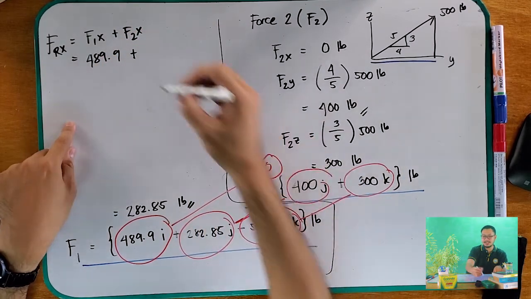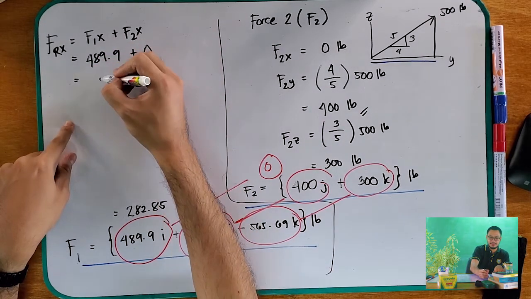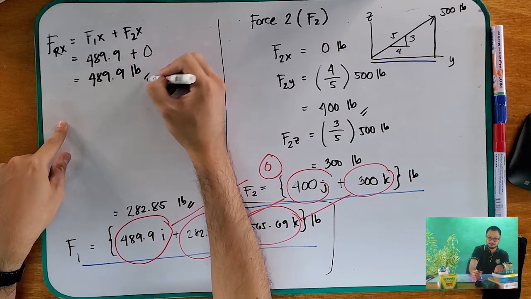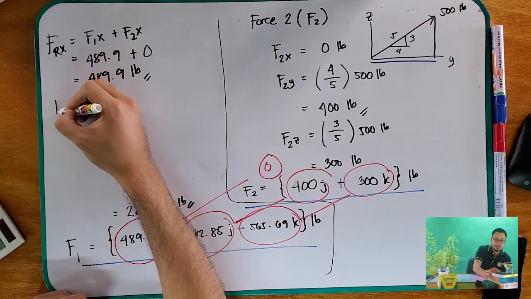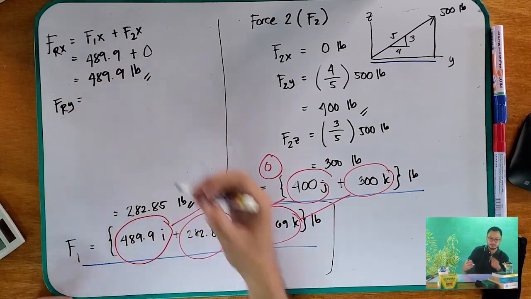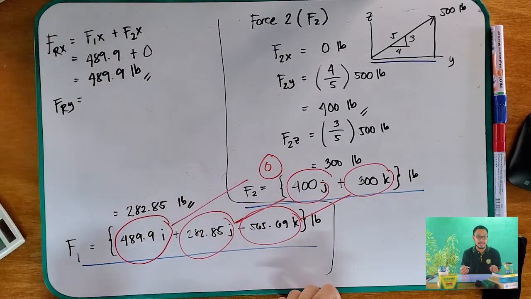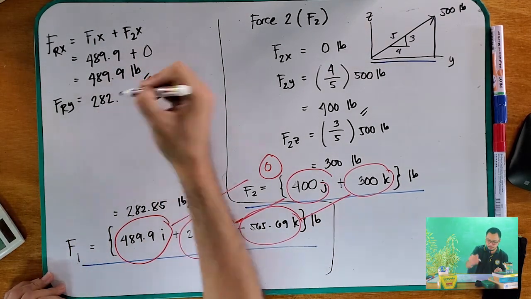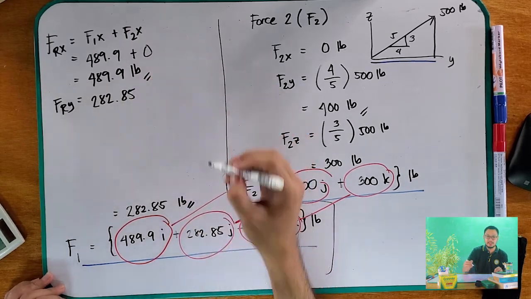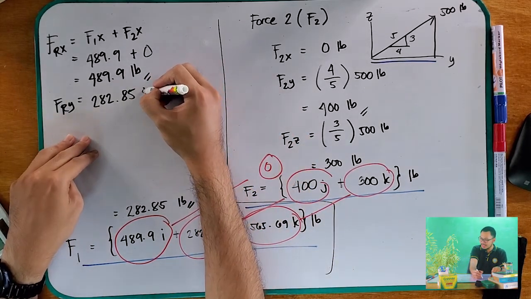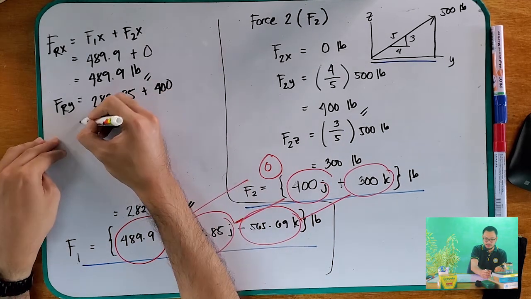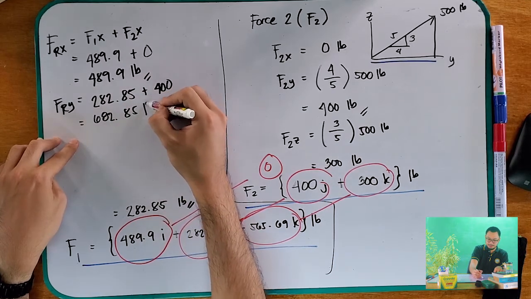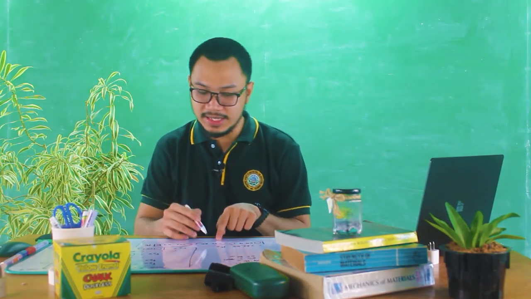Plus F2x 0. So therefore, your FRx is just 489.9 pounds. Okay, so that is your FRx. How about your FRy? F1y plus F2y. Diba? So what is your y? 282.85. Your F1 and your F2 is plus 400. So your answer here is 682.85 pounds. Okay? So that is the j component.